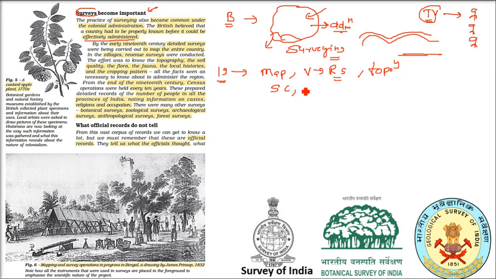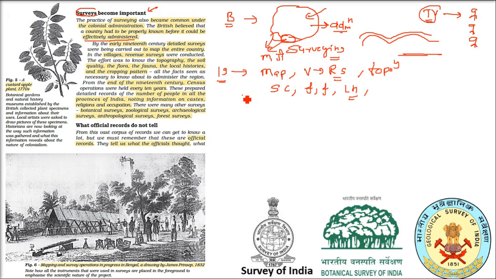Then what is the soil quality, whether it is alluvial soil, black soil, red soil or arid soil. Then flora and fauna, the animals and the plants. What are the local histories of that particular place, and what is the cropping pattern. What crops are being grown, how many times a crop can be grown, which crop is more, which crop the land is fertile for.